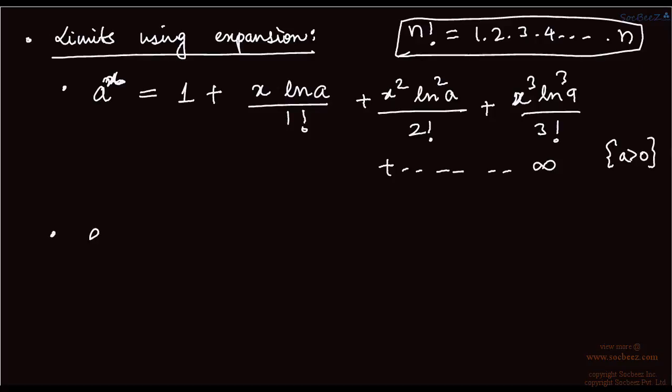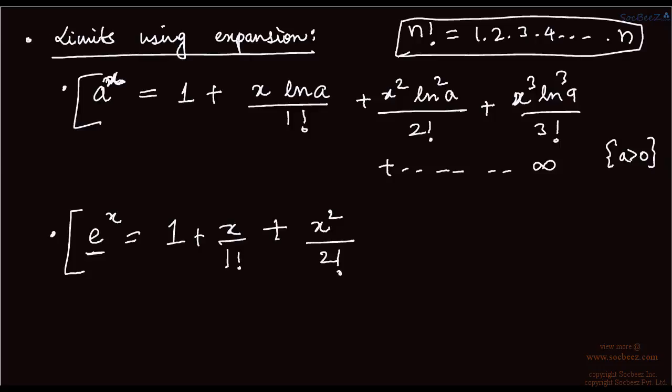Okay, now e to the power x, this was for a to the power x. This is the expansion for e to the power x, where ln of e will be 1, so all the ln a terms become 1. So it is 1 plus x by 1 factorial, plus x squared by 2 factorial, plus x cube by 3 factorial, and plus up to infinity. This is the simplest expansion, and you can derive any expansion from e to the power x. This is the expansion for e to the power x.